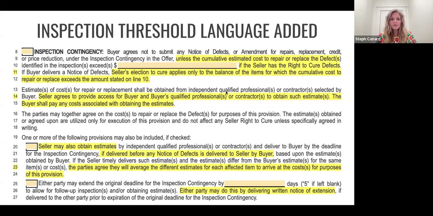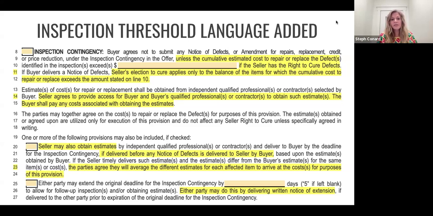Parties may together agree on the cost to repair or replace the defects for the purposes of this provision. So like anything, it's still negotiable. The estimates obtained or agreed upon are utilized only for execution of this provision and do not affect any seller right to cure unless specifically agreed to in writing. Then on lines 20 and 25, there are two optional provisions that the buyer can include.